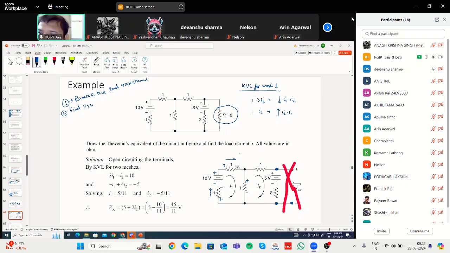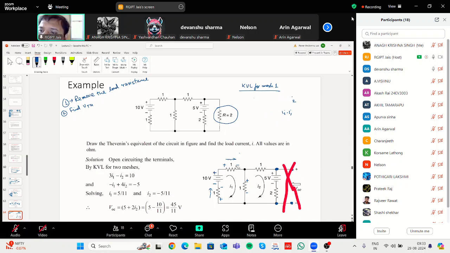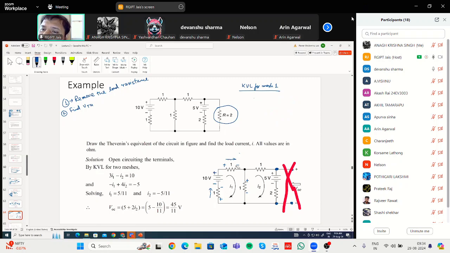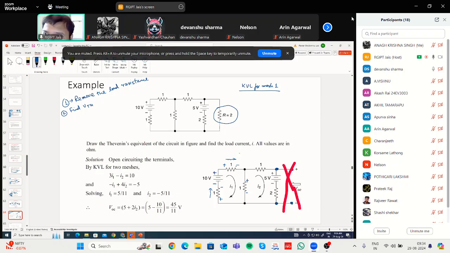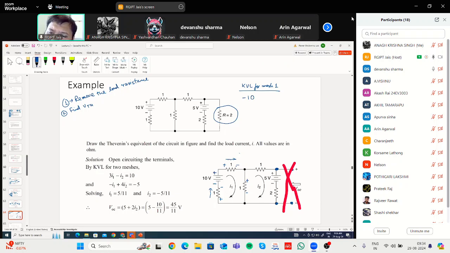Now you simply apply KVL. You move in clockwise direction and see which sign you encounter first. Let us first start with this 10-volt battery source. If you move in clockwise direction, you will encounter the negative sign first, so minus 10 volt. Then this resistance: moving in clockwise direction, you will encounter the plus sign first, so plus.